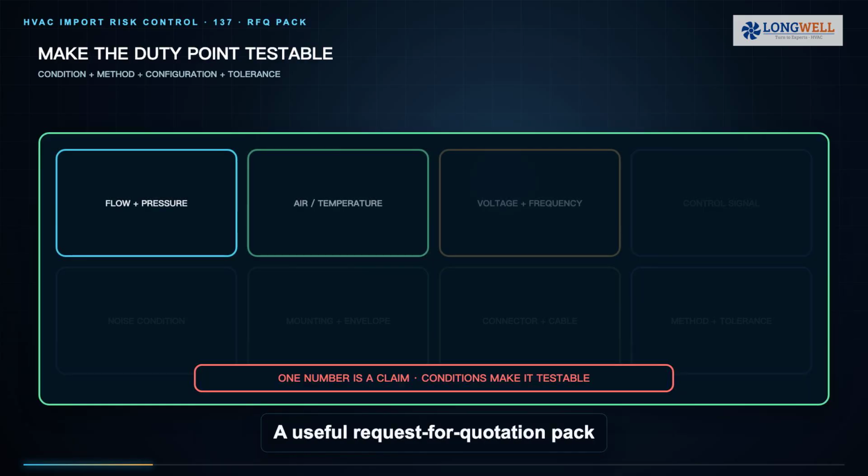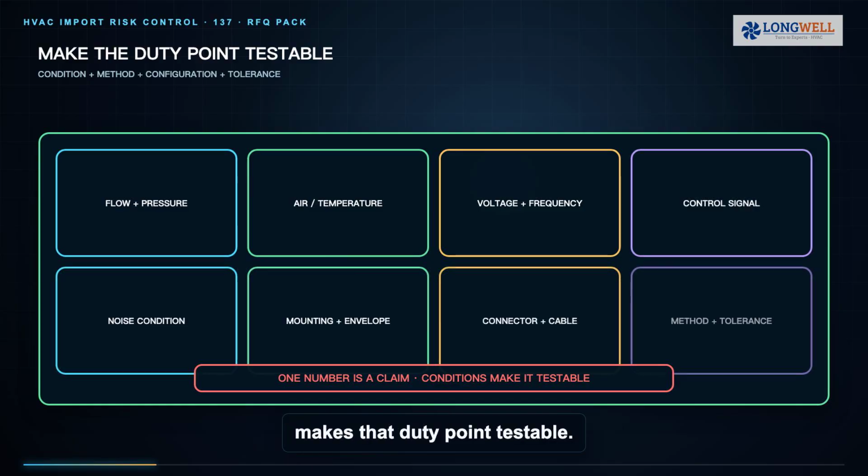A useful request for quotation pack makes that duty point testable. Ask the supplier to return the proposed model, curve, or verified data covering the operating region, test method, configuration, tolerance, and the exact electrical setup used. Then compare the evidence with the installation. Filters, coils, grills, ducts, heat exchangers, and control logic all move the real operating point.